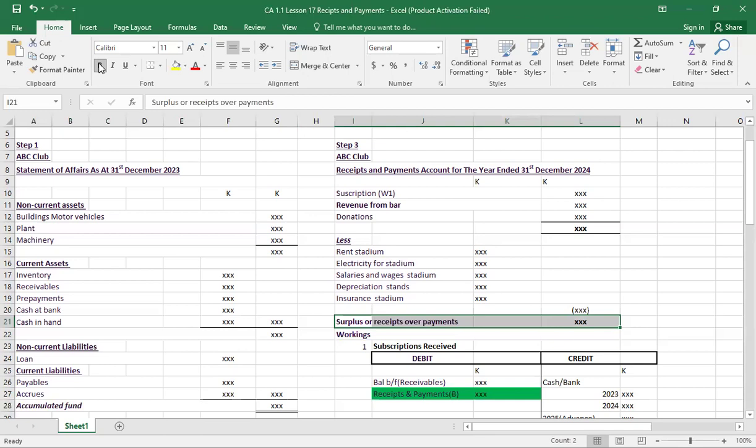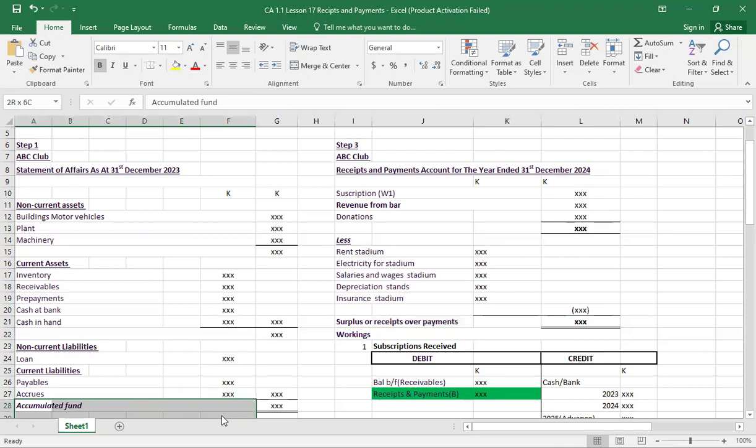Then the other point that we need to understand is there are steps that we need to follow in order for us to prepare a receipts and payments account. So fundamentally, number one, we need to prepare what's called the statement of affairs. The statement of affairs is what's going to give us what we call the accumulated funds or capital. So from this context, it's the accumulated fund. That's the first step. The first step, we need to find that accumulated fund.